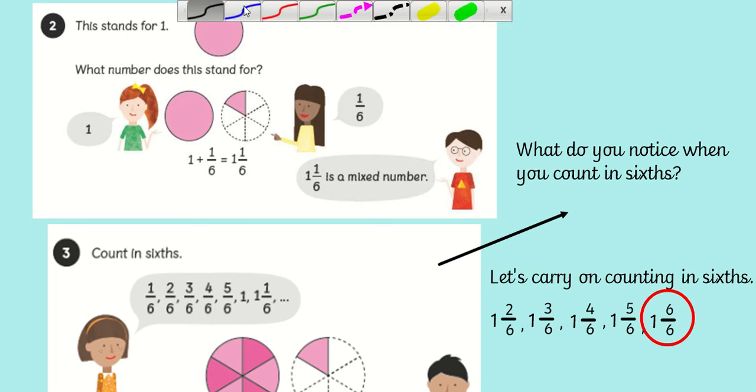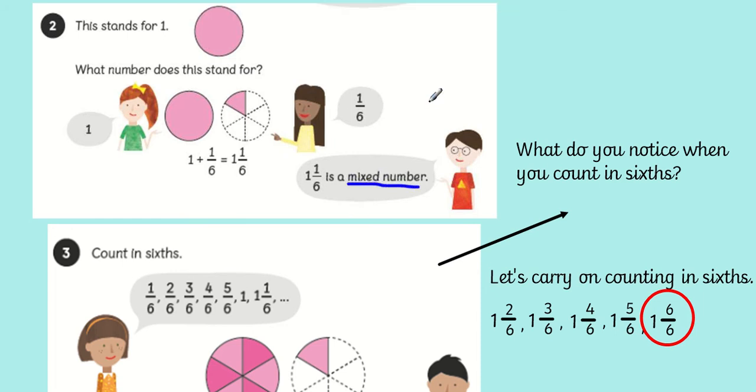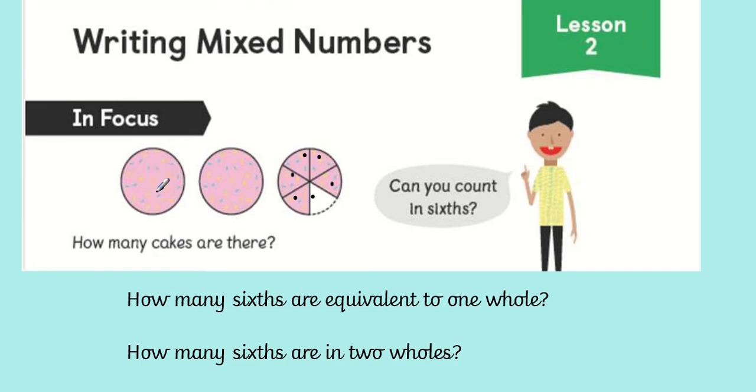Okay, so this is our new vocabulary for today. Mixed number. So when we have a whole number and a fraction next to it. So 1 and a sixth is a mixed number. Okay, so if we go back then to our problem, we have 1 cake, 2 cakes, and 1, 2, 3, 4, 5, 6. So we will write this as 2 and 5 sixths. 2 and 5 sixths of cake there.